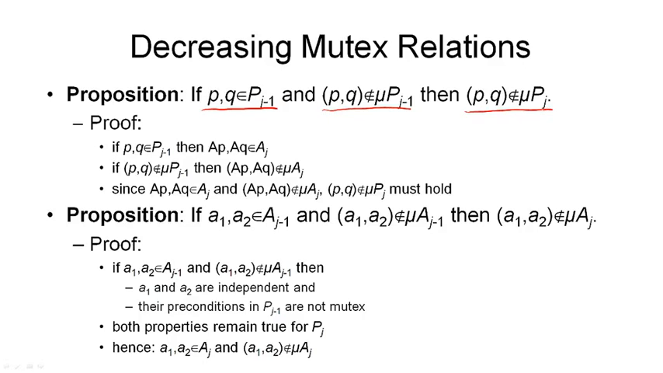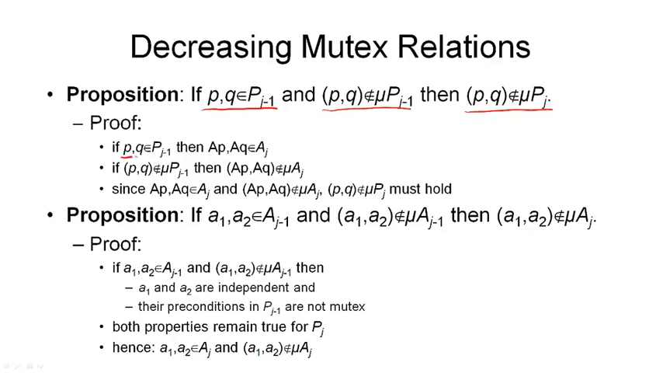This means once a pair of propositions that has appeared as mutex in the planning graph has become non-mutex, it can never become mutex again in a later layer. So the mutex relations are in some sense decreasing the further down the planning graph we go. And to see that this is true is actually quite simple.